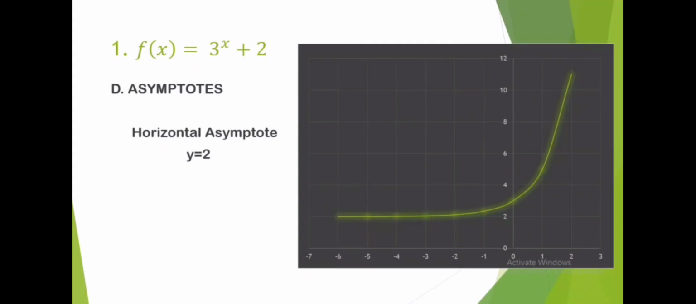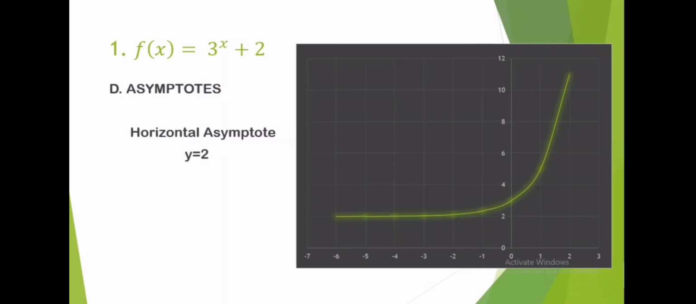As for the asymptote, we don't have any vertical asymptote since this graph will extend to the right as well as to its left. But we do have our horizontal asymptote since, again, this graph will not cross below 2. Therefore, 2 is our horizontal asymptote. Hope you understand our first example.